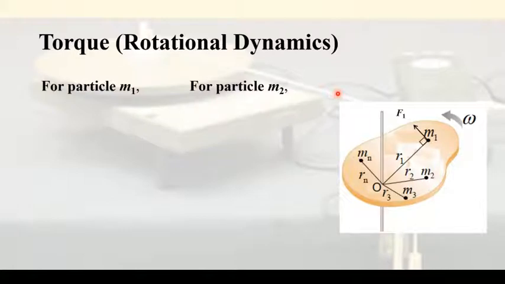So for particle M1, as we learned in chapter 8.1, the definition for torque is equal to Fr sine theta. So based on the diagram, the force that causes the object to rotate is F1. Therefore, I substitute F with F1. And r is the radius from the axis of rotation until the point of force. So this is my r1. So I have F1, r1, and 90 degrees comes from the angle between F and r. According to the diagram, it is 90 degrees. So I have F1 r1 sine 90 degrees.